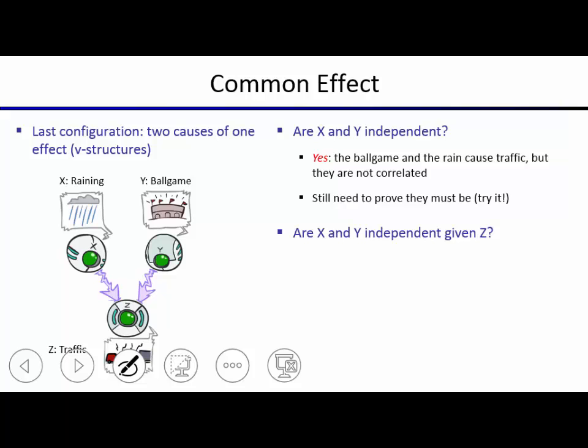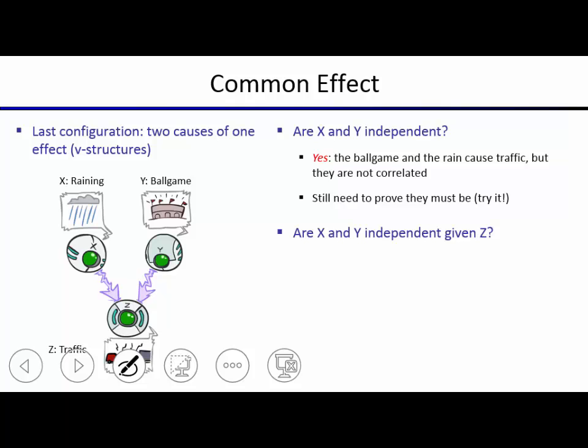I'm going to claim they're not guaranteed to be independent given Z. Here's the story version of that. Let's assume that rain and ball game indeed are independent as denoted in the Bayes net. Each of them will influence whether there is high traffic or low traffic. Now, traffic can only be high or low in this Bayes net. Those are the two possibilities.